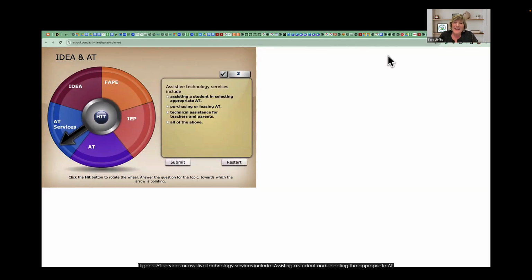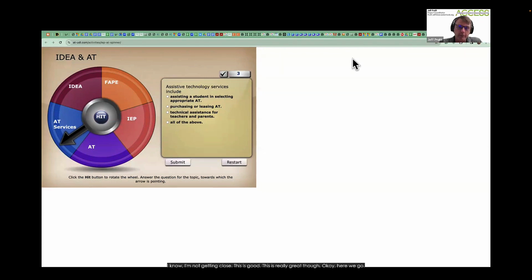Here goes. AT services, or assistive technology services, include assisting a student in selecting the appropriate AT, purchasing or leasing AT, technical assistance for teachers and parents, or all the above.